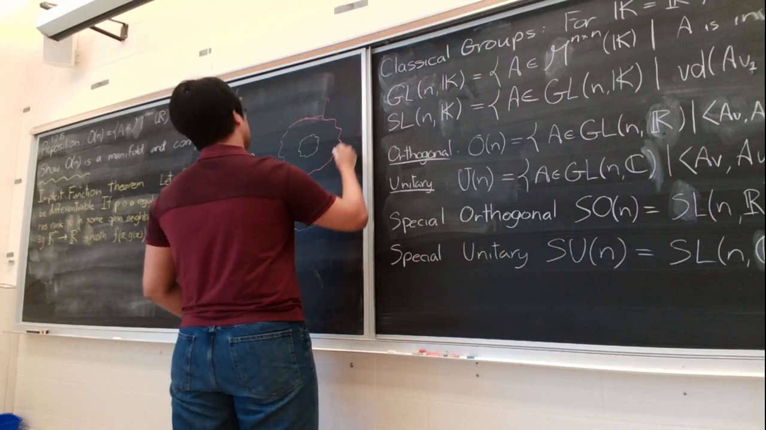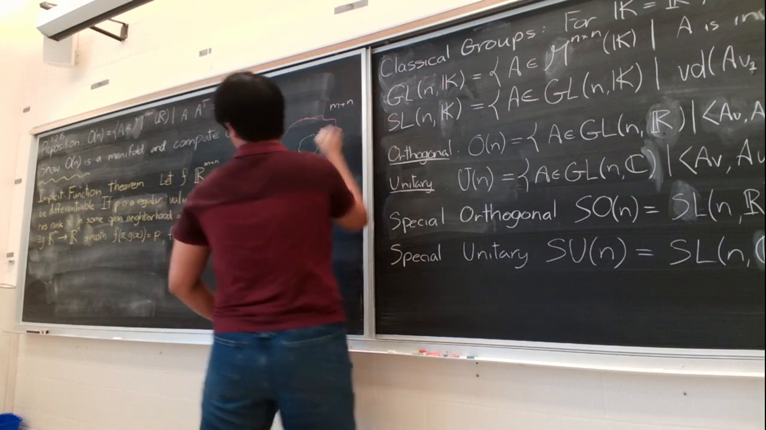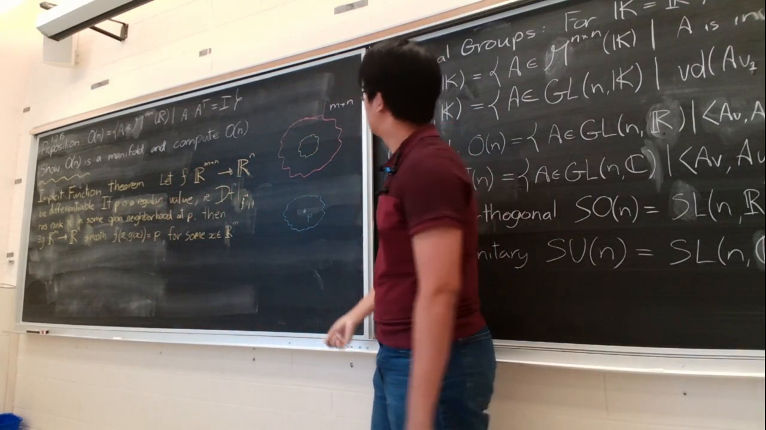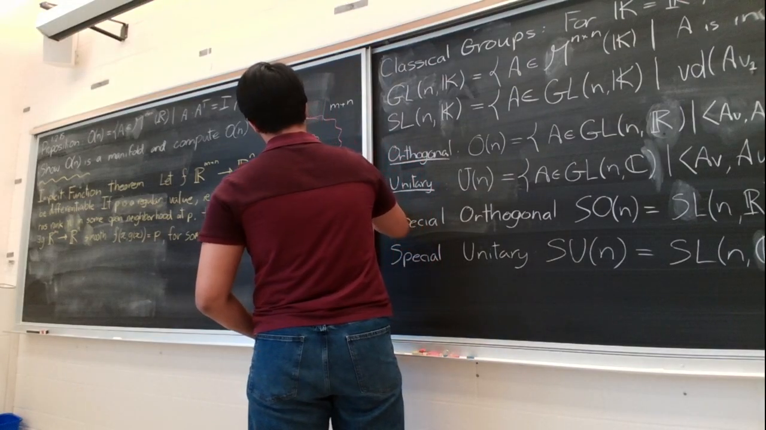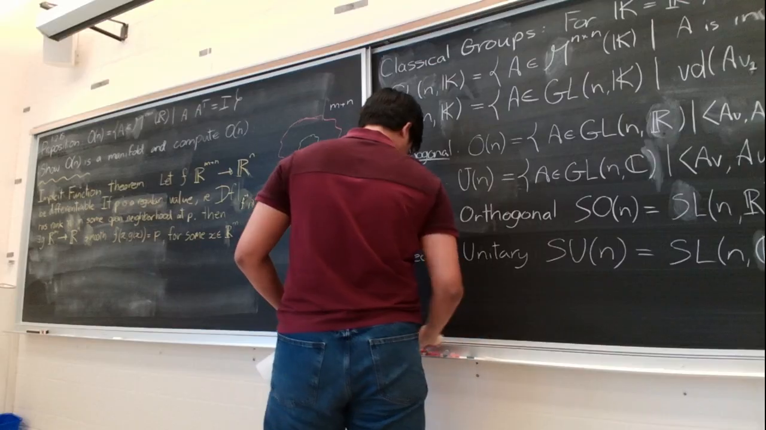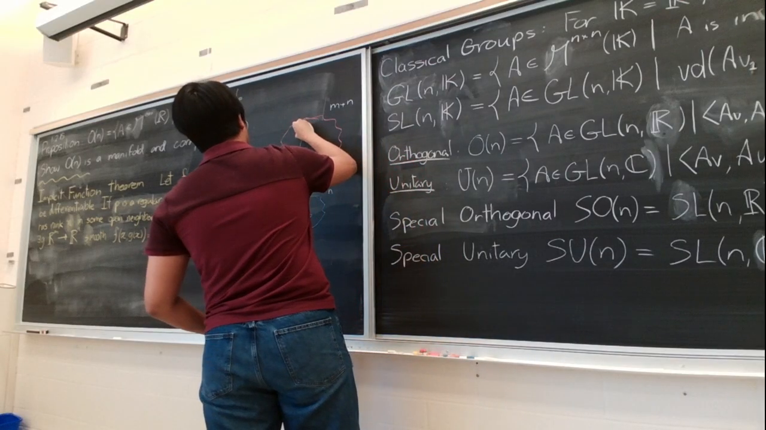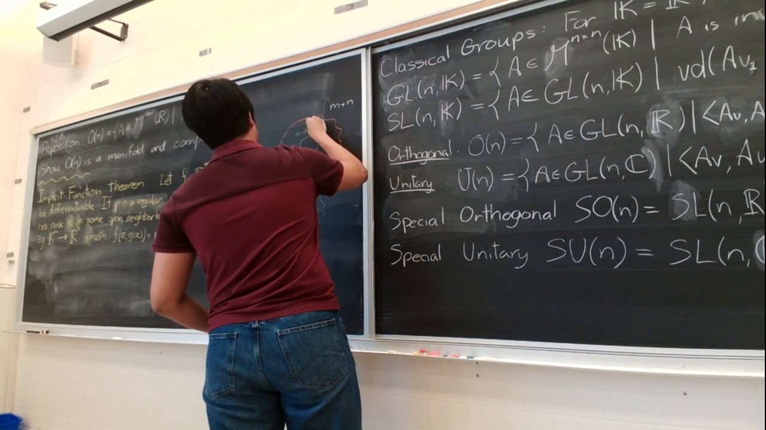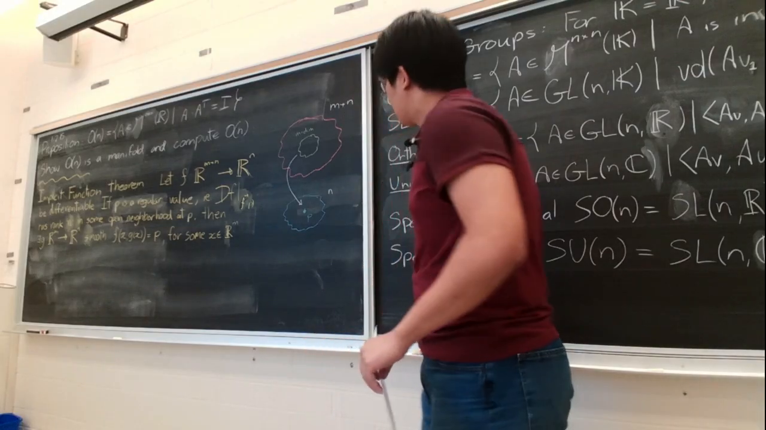F goes from R^(m plus n) to R. So x is m, g is n. So m plus n. Yeah, so this is the drawing, or the illustration.